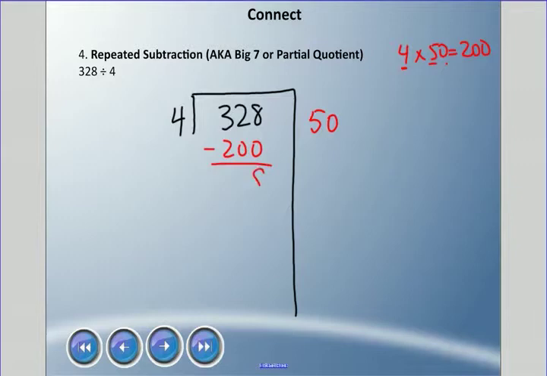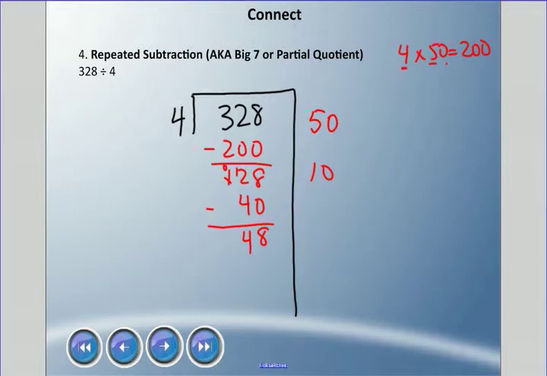And so I have an 8, a 2, and a 1. Can I do 4 times 50 again? No, that's 200, too high. But I could choose, how about 10? It doesn't really matter. As long as it's lower, 4 times 10 is 40. So I can subtract that.